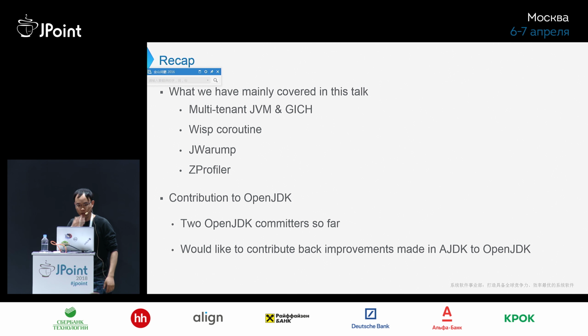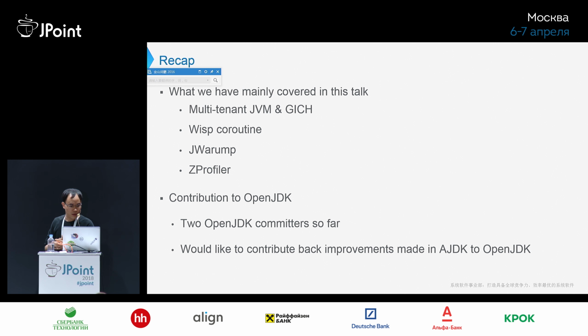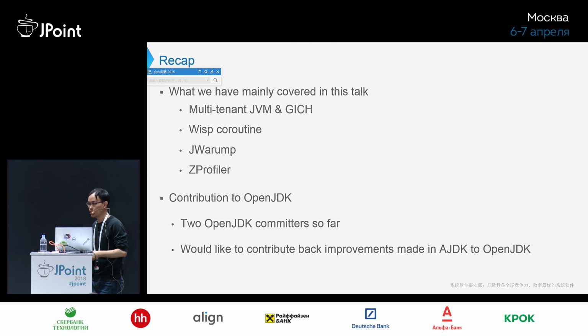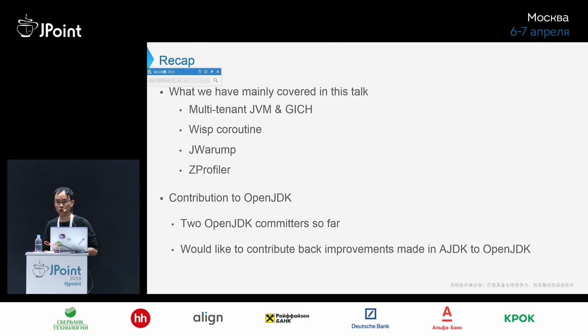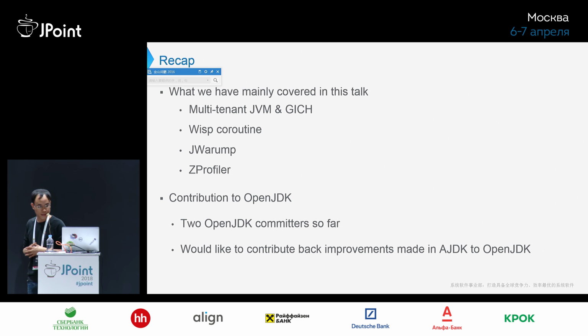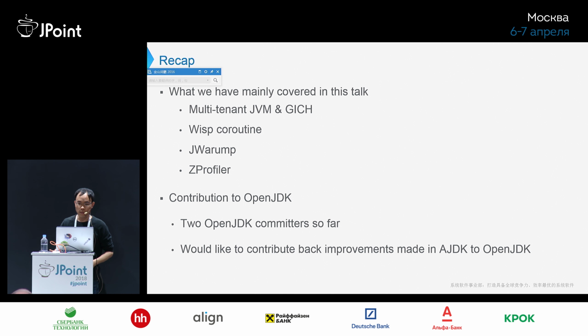So I'll give a summary here. We have created multiple things to resolve the challenges we are facing. We have a multi-tenant JVM. We also have GCH, right? We have also implemented coroutine for Alibaba JDK. We implemented a JVM very similar to Ready Now, shipped with the commercial Zing JVM. Also, we have our internal tools.